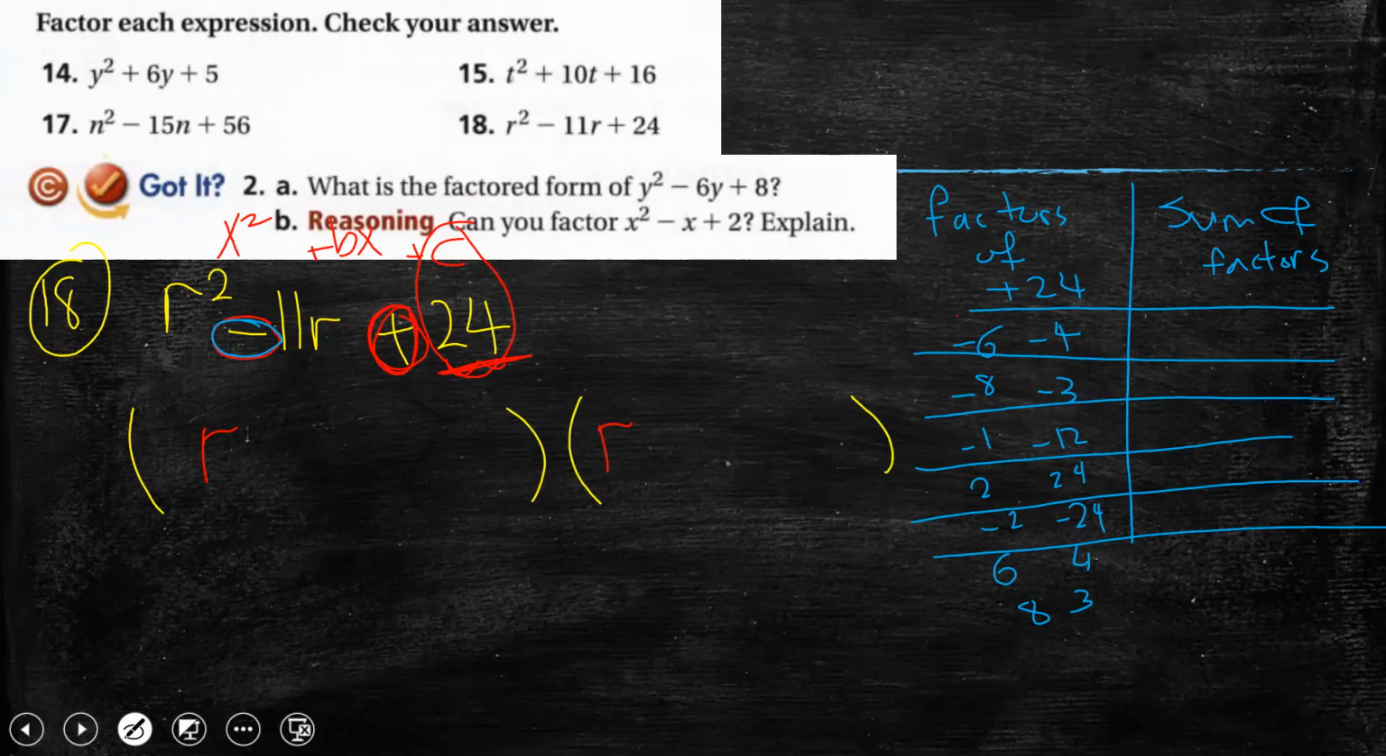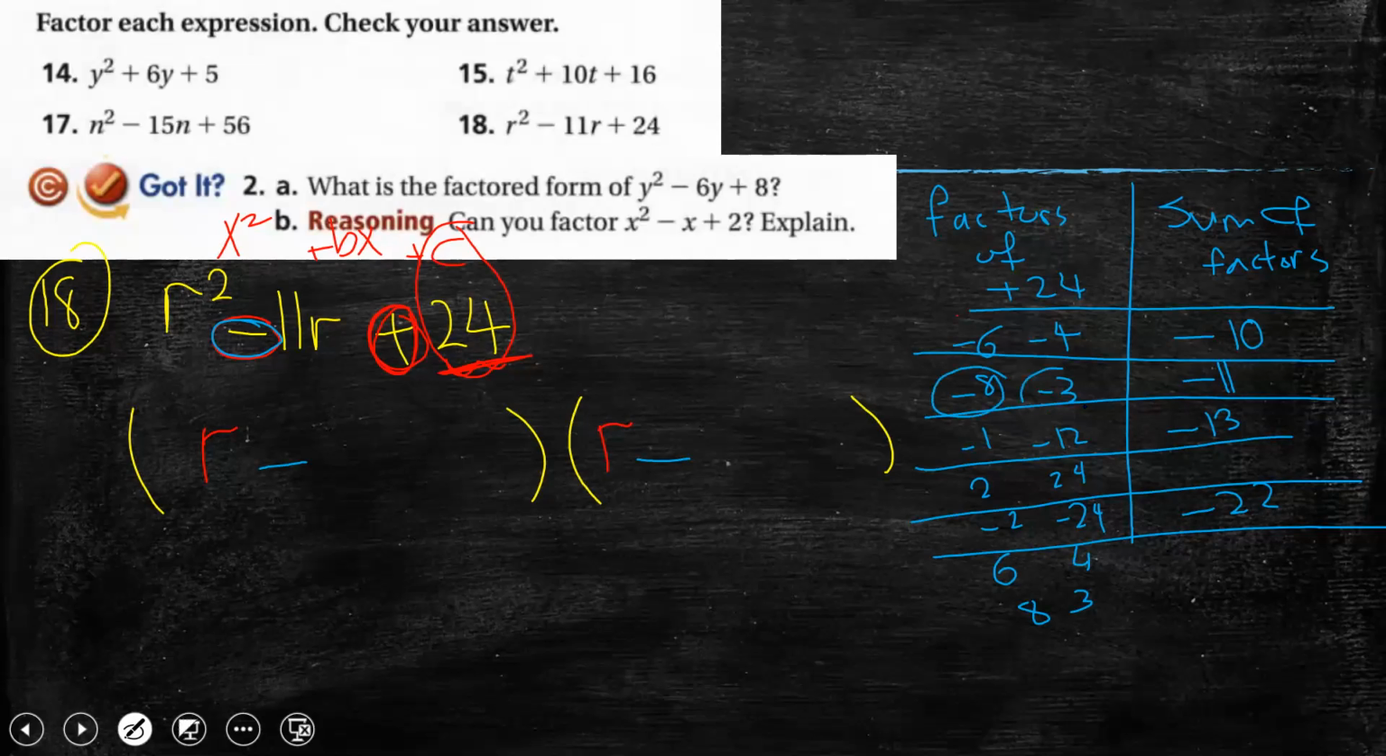Negative 6 and negative 4 is negative 10. Negative 8 and negative 3 is negative 11. Negative 13, negative 22. So I only look at the factors where the summation is negative. That is all I need. Why? Because here I have a negative sign for the 11. Since I have a negative, I must have negative in both brackets. Now, which pair of factors has a summation of negative 11?